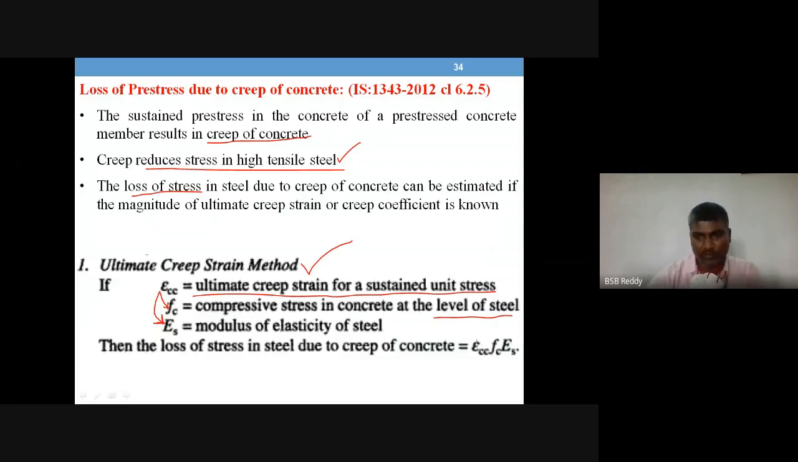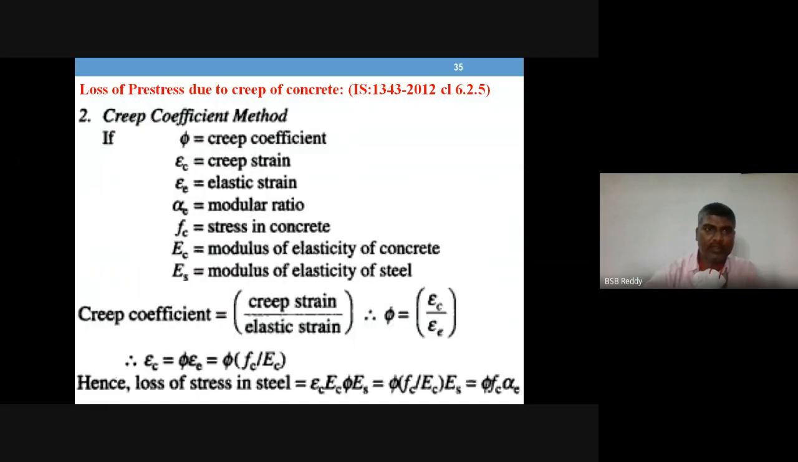So if you multiply these two, strain and Young's modulus, you will have the stress value. That stress value will be per unit stress, for 1 unit of stress applied. That will be multiplied with the total stress value in the concrete at the level of steel. So that will give you the loss of stress in steel due to creep of concrete with the ultimate creep strain method. That will be one such method.